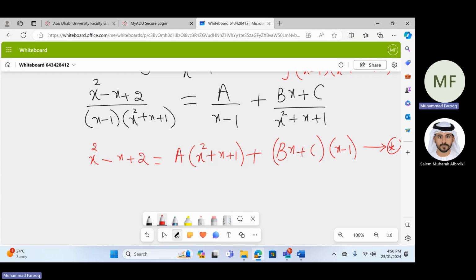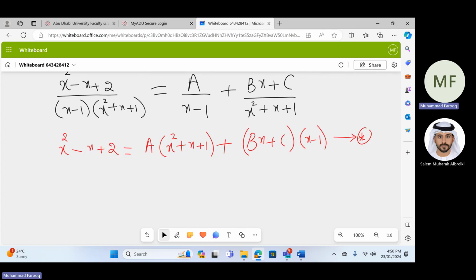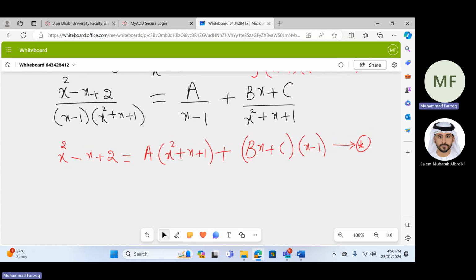We refer to the equation for the purpose of calculation. Then we solve for x. Factor number 1: what is the x value from the first factor? 1. Please substitute 1 in star. So when the x value is 1, what happens, please?